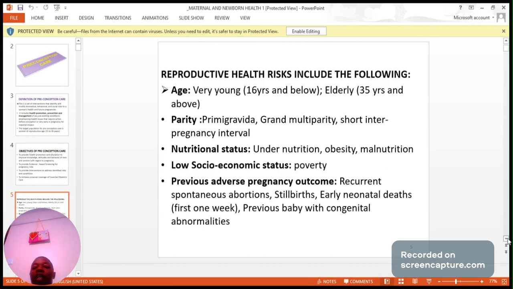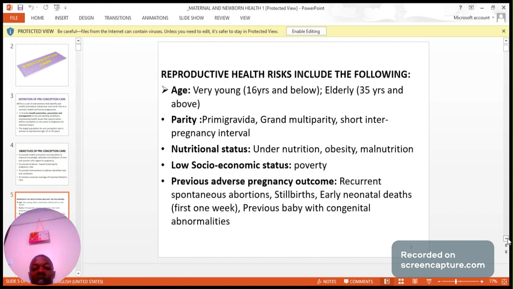Also if you are elderly, that is 35 years and above, that is also a question. At 35 years and above, your uterus, the endometrium wall, the myometrium cannot afford to contract continuously as it is supposed to during delivery. Even a 9 months pregnancy can be so tiresome, and at 35 you are already welcoming some age-related conditions. So parity is another thing.